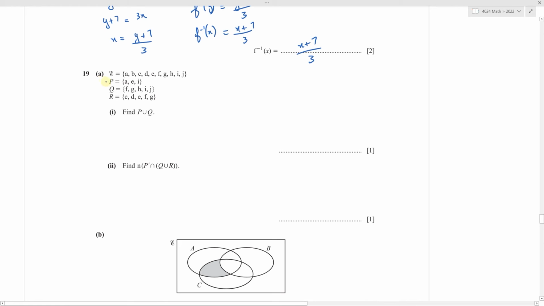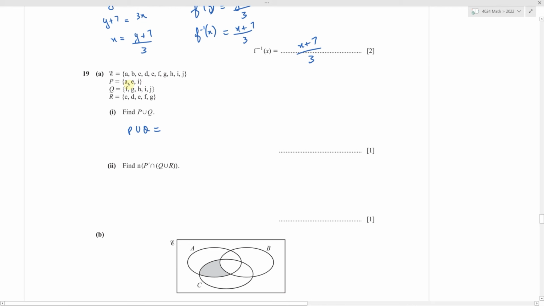Question 19, part A. Your universal set consists of A, B, C, D, E, F, G, H, I, J. P is this, Q is this, R is this. Find P union Q. So P union Q will be all the elements in P and all the elements in Q, but you don't have to write any element twice.